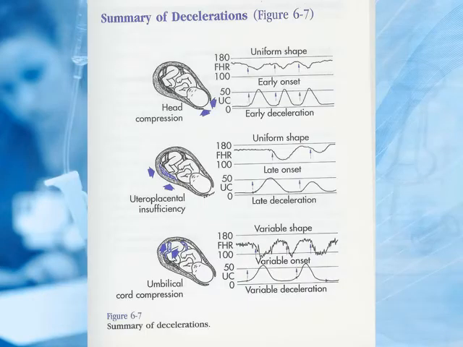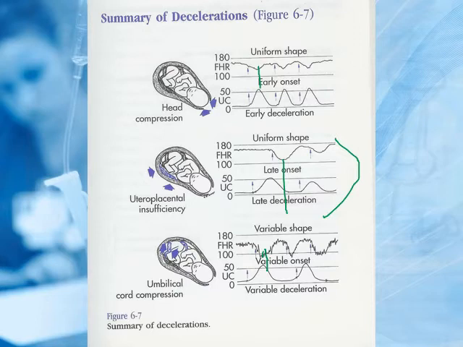All right, so this is a summary of decelerations. The head compression, the earlies. The lates occur late, and then the variables. Now, we did not talk specifically about how to deal with these late decelerations, and it is vital that you know this information. So we're going to talk about it now.